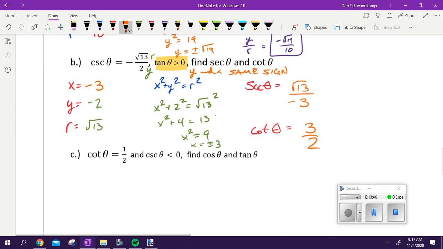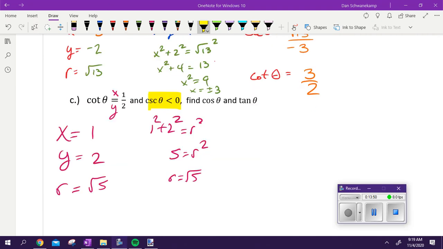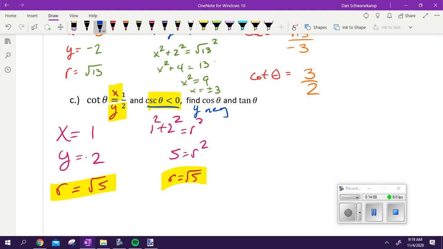Try letter C. Be careful on your signs on C. C is the toughest one. Do it. Oh, I forgot to do this. All right. So my x is 1, my y is 2. I did Pythagorean Theorem to find my r. It's always going to be positive. But don't forget about that second clue. Cosecant is less than 0. What does cosecant mean? My y, if I'm less than 0, what is that true about my y? Oh, okay, my y is negative based on that right there. Great.